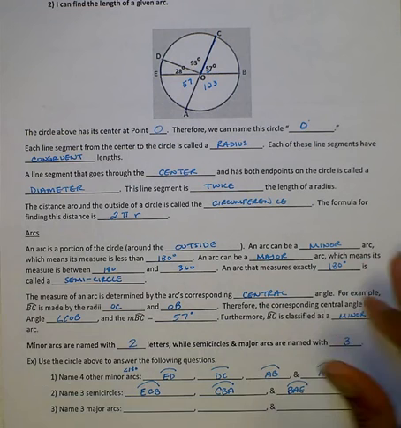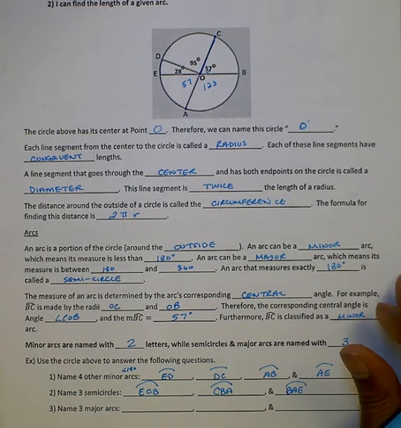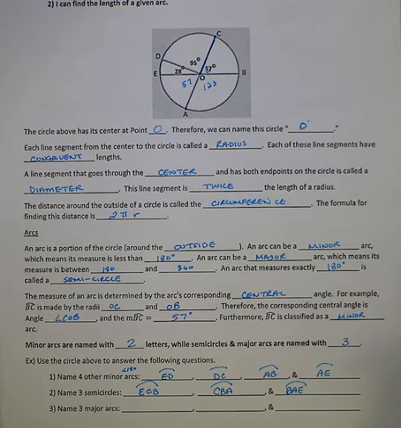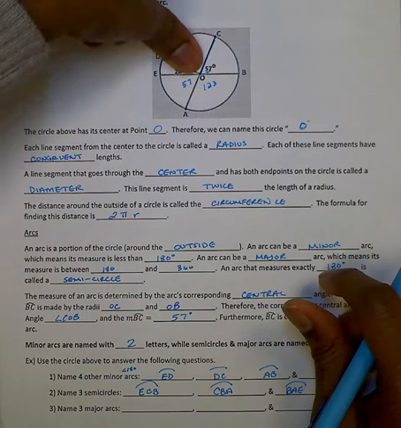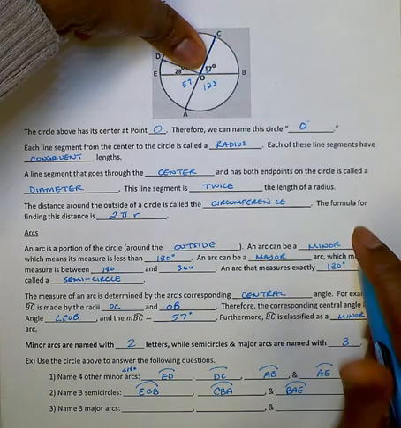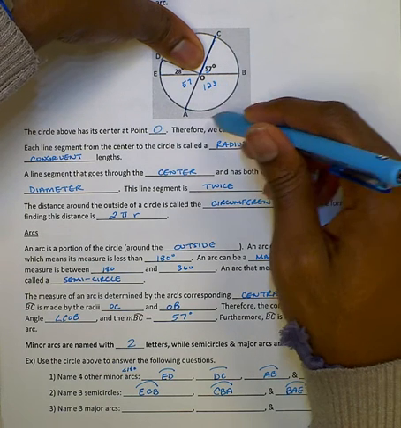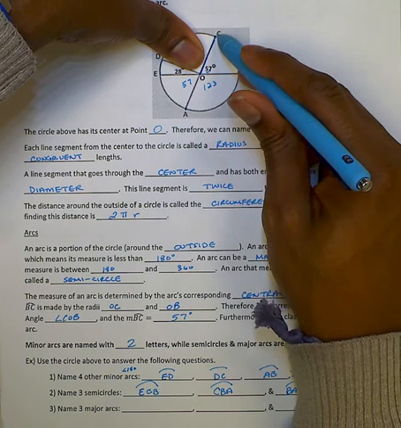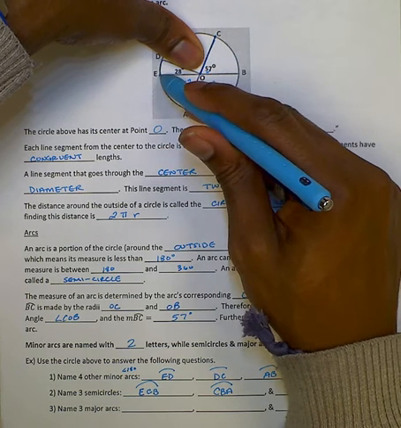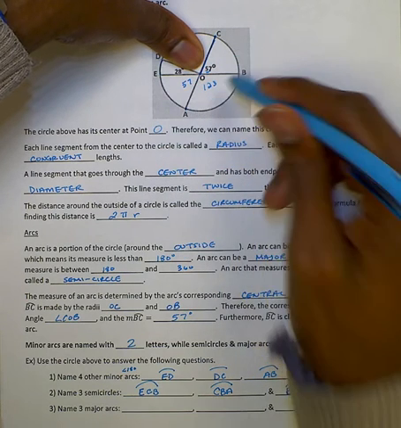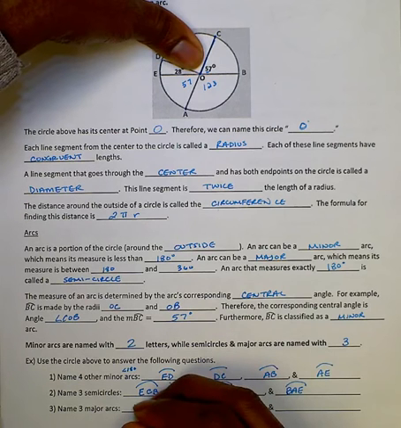Finally, it says name 3 major arcs. Remember, major arcs are just arcs that are greater than 180 degrees, between 180 and 360. So I'm going to name this arc CBE. Remember, you want to start with the start, end with the end, but then one of the letters in between you need to use. So I'll say CBE.